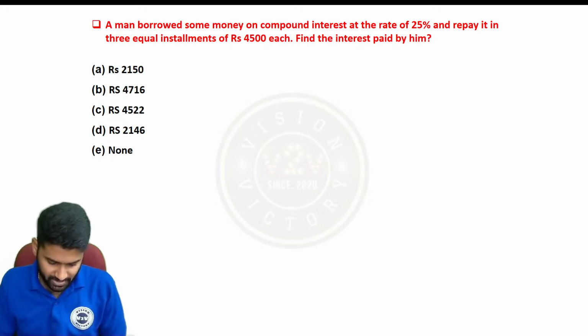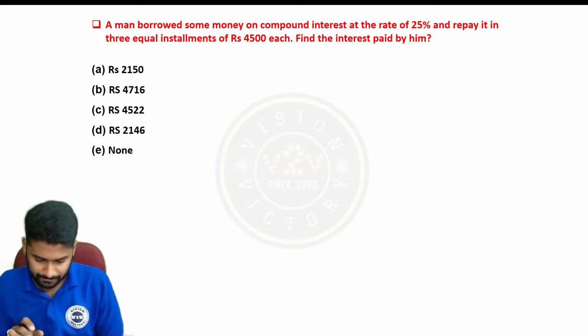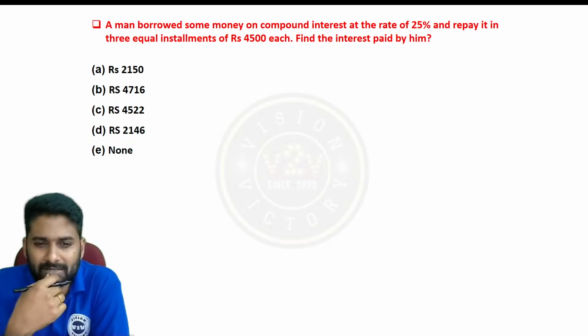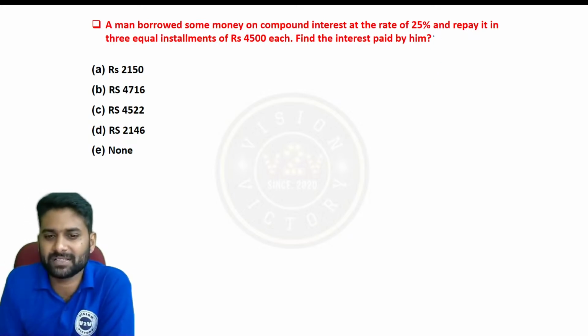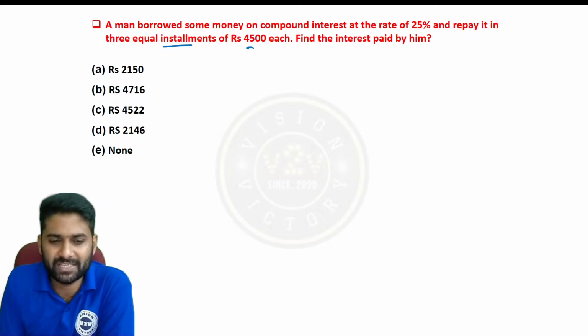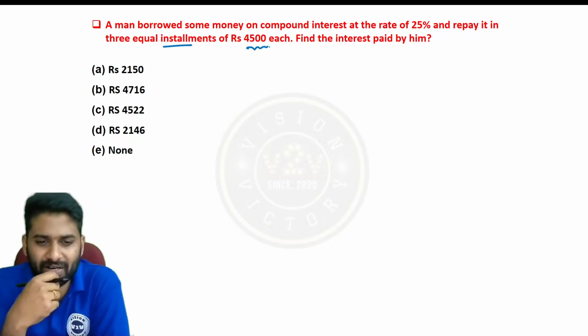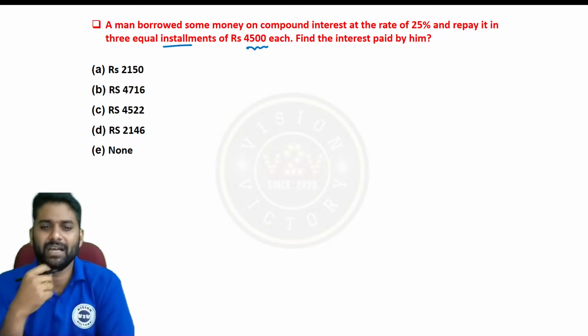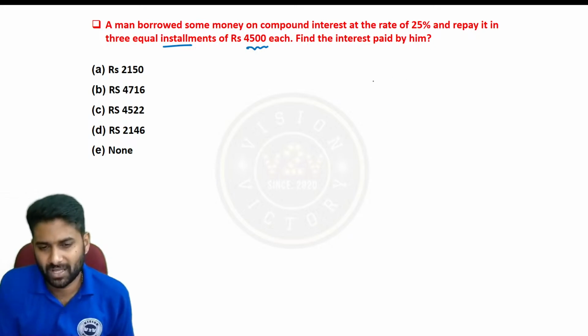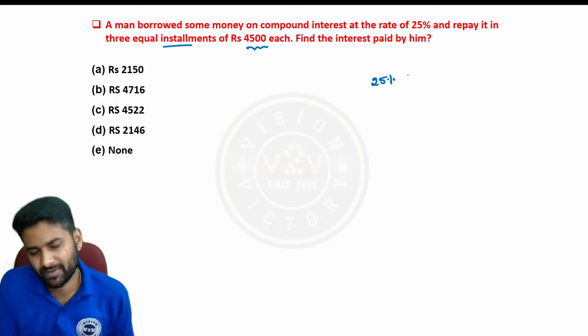Check the second question, guys. Now see, a man borrowed some amount of money on compound interest at the rate of 25% and repaid it in 3 equal installments, and they clearly mention each installment is 4,500. Now find the interest paid by him. You just tell me how much interest he paid at the end of the duration. Now here the entire calculation is based on 25%. 25% means 1/4 as a fraction.